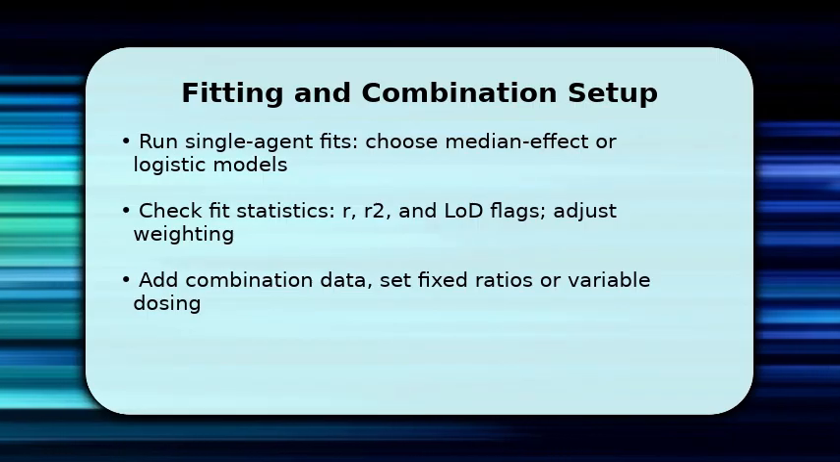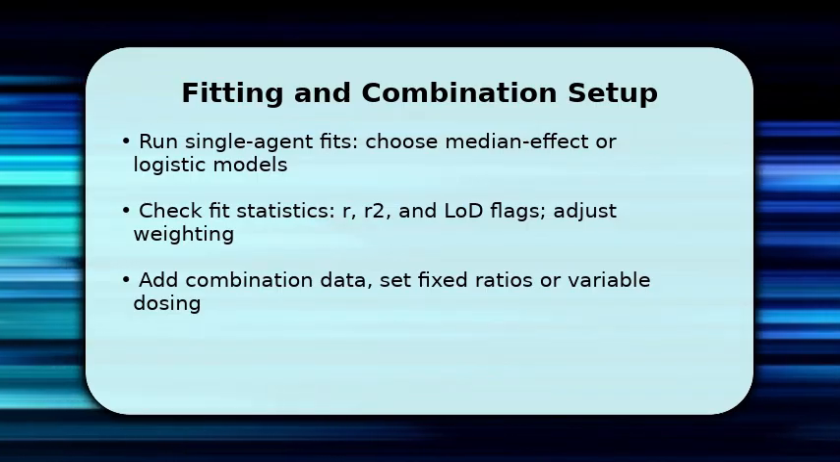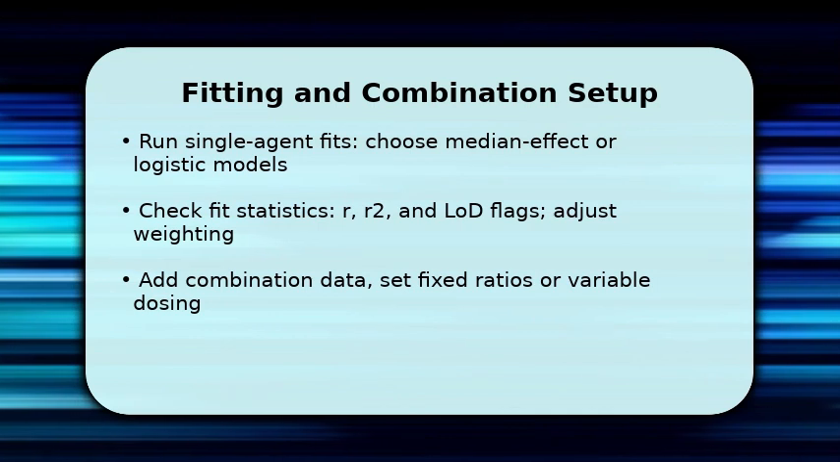Once satisfied, add combination files and specify fixed ratio or variable dosing. Set which agent is A or B so indices compute correctly. Make sure to save intermediate fit results. That keeps a reproducible trail of decisions and prevents hidden errors.